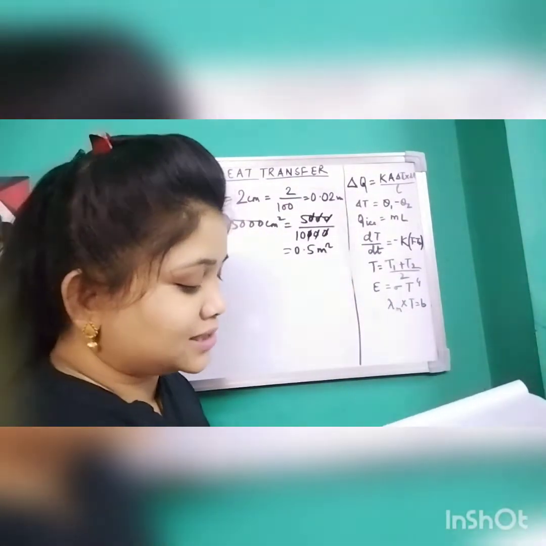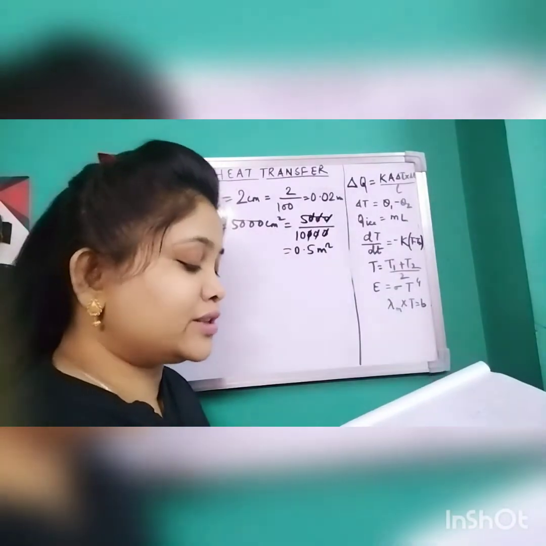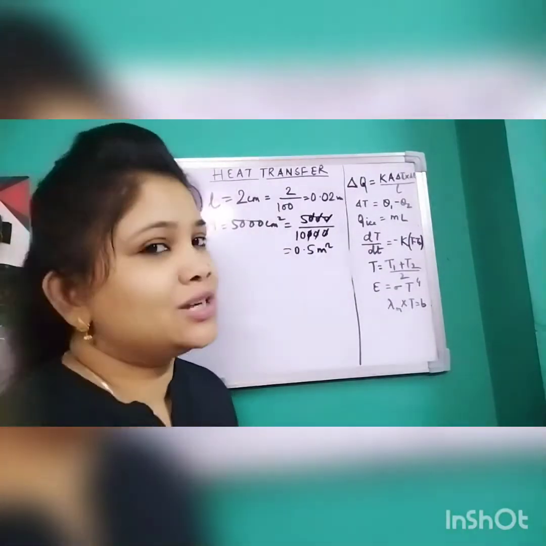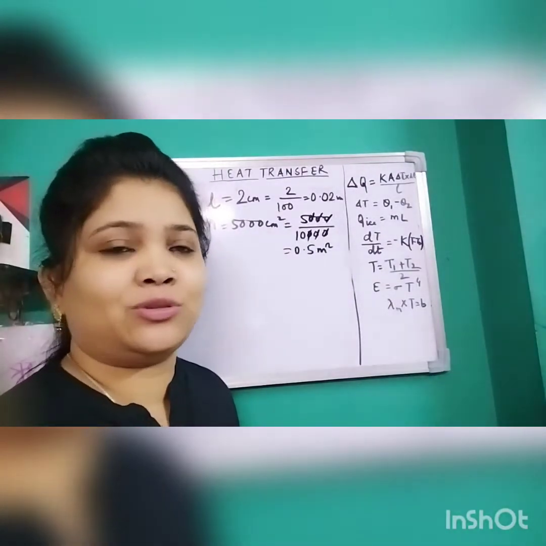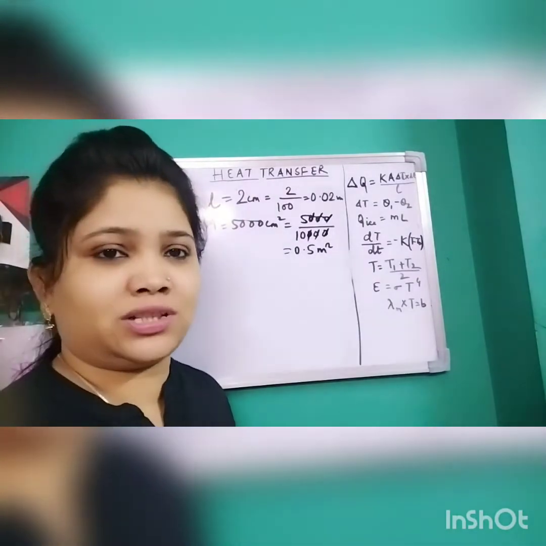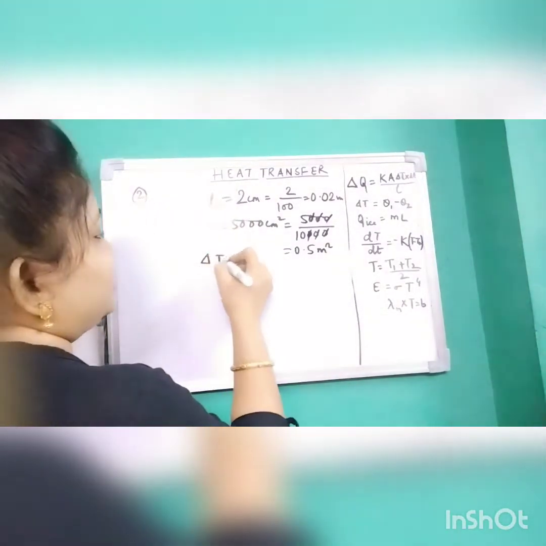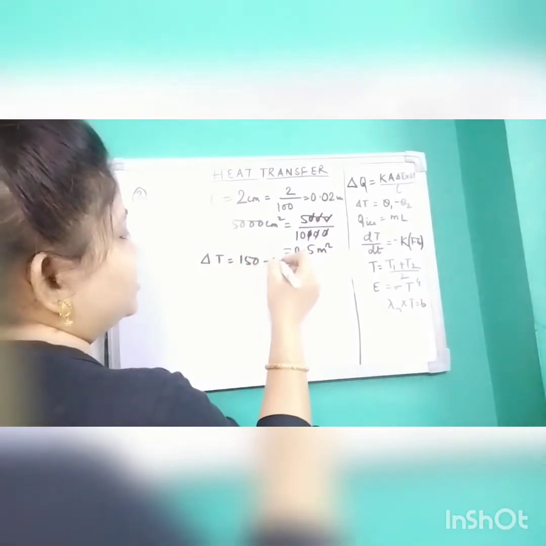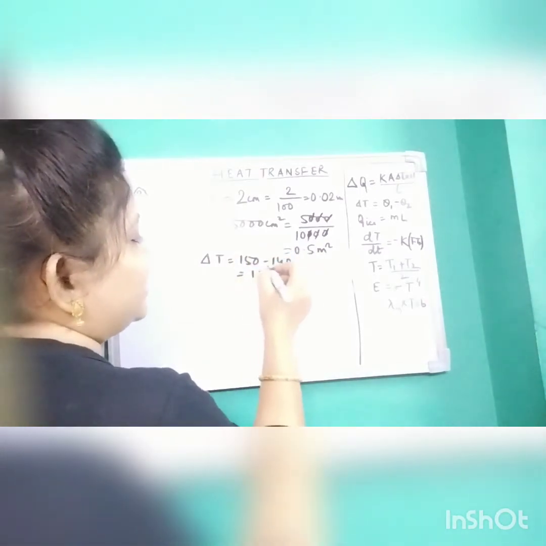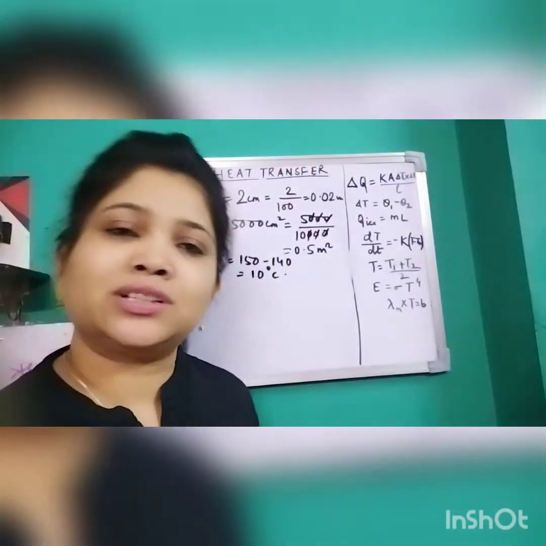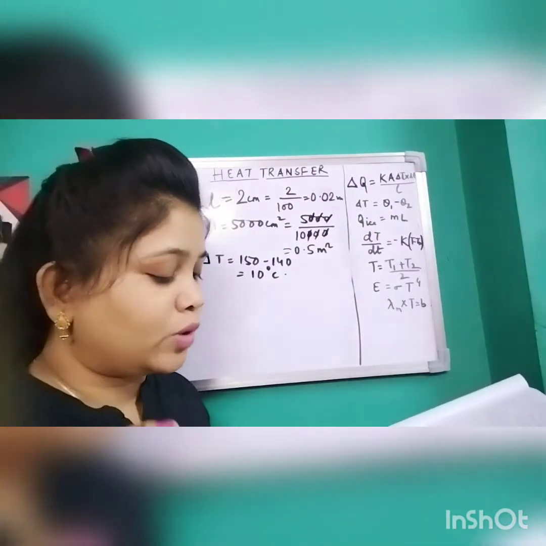Next, what else is given? The temperatures of its surfaces are 150 and 140. So you see here two temperatures are given to you, 150 and 140. So what will be delta T? Delta T will be 150 minus 140, which is 10 degree centigrade. So we have got the difference of temperature also. What else is given?